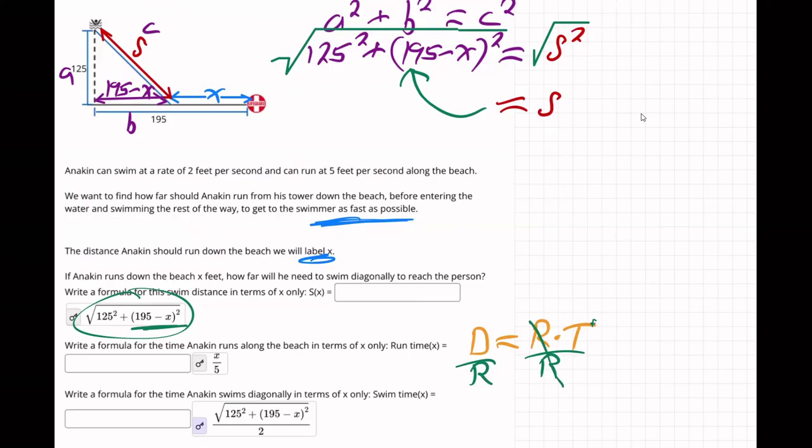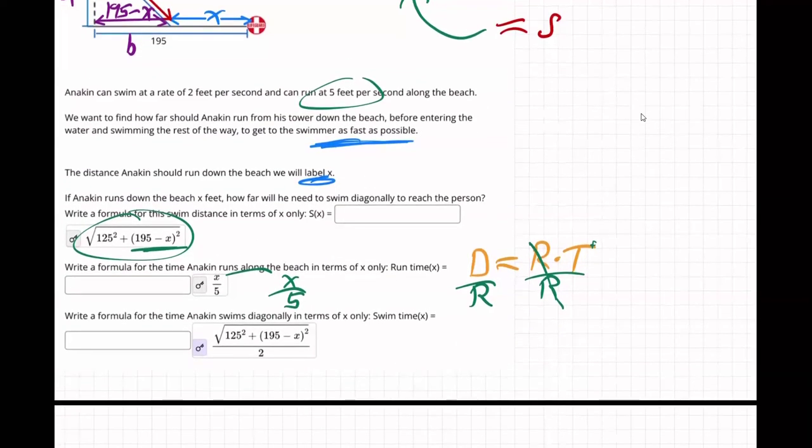So it's distance. How far is he going to run? x, right? That's how far he's going to run, over his rate. How fast does he run? He runs 5 feet per second. Here we go, x over 5. And then finally, write a formula for the time Anakin swims.